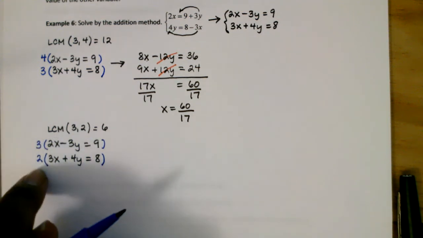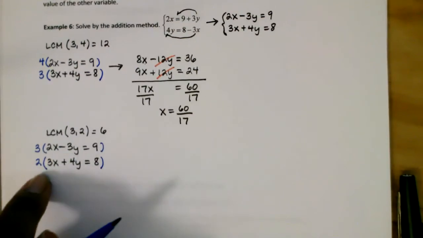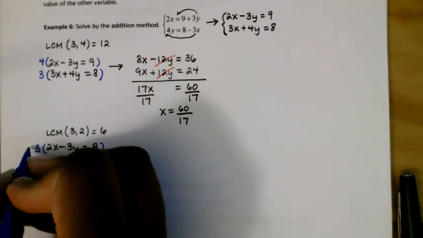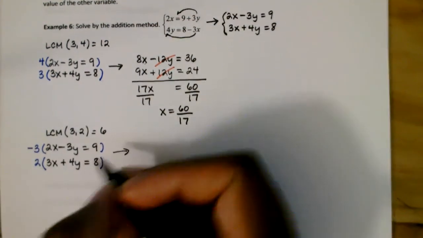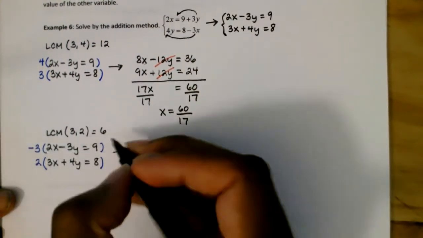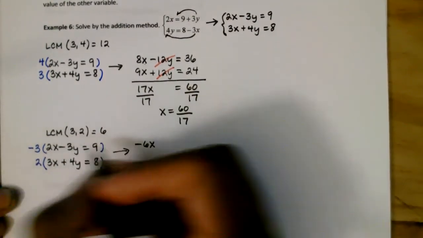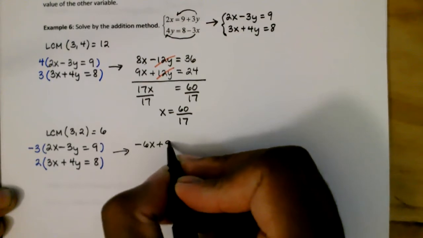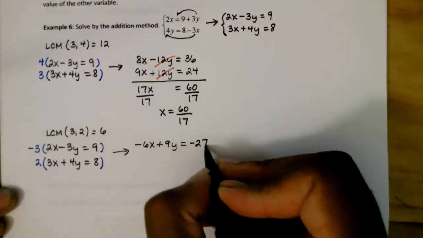However, just a positive 3 and a 2 will not eliminate the 6x's. One has to be negative, the other one has to be positive. So here, by choice, I'm going to make the 3 negative. So here, if I multiply the negative 3 times 2, this will be negative 6x. Negative 3 times minus 3y would be plus 9y equals negative 3 times 9, negative 27.